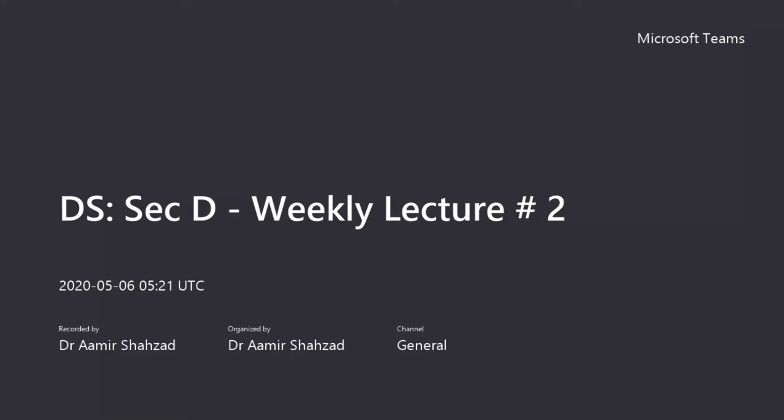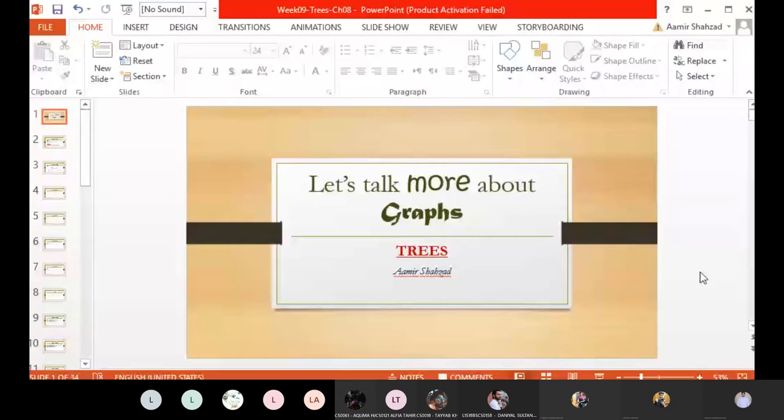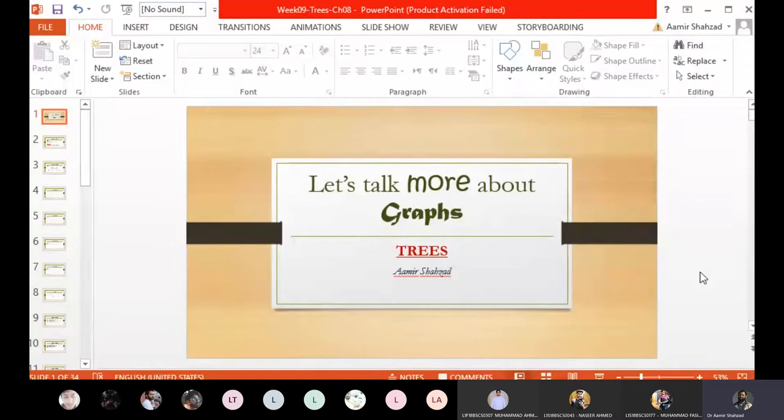Discuss about trees. Trees is chapter 8 of your textbook. Please, please, please go through the textbook. Aapki textbook jo uploaded hai Teams pe. It's very beautiful book. It's very amazing book.